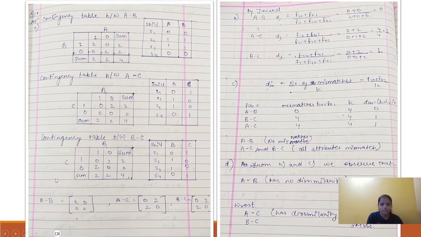Now creating the contingency matrix with the help of this table. Between A and B, we create the matrix, which is a 2 cross 2 square matrix, which consists of 2 0 0 2. Similarly, AC is 0 2 2 0, a square matrix of 2 cross 2 order, and similarly BC is also a square matrix of order 2 cross 2, the same as AC, with 0 2 and 2 0.